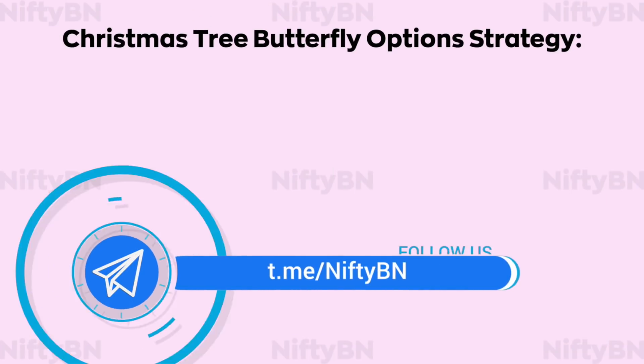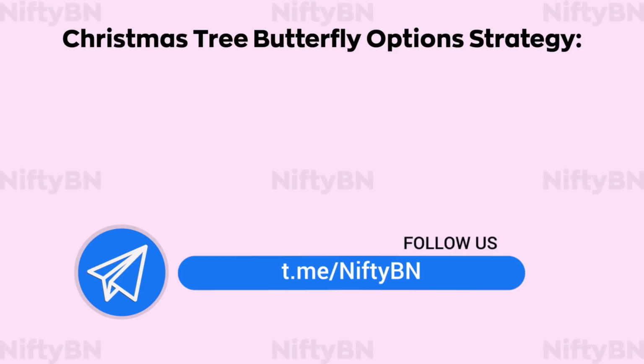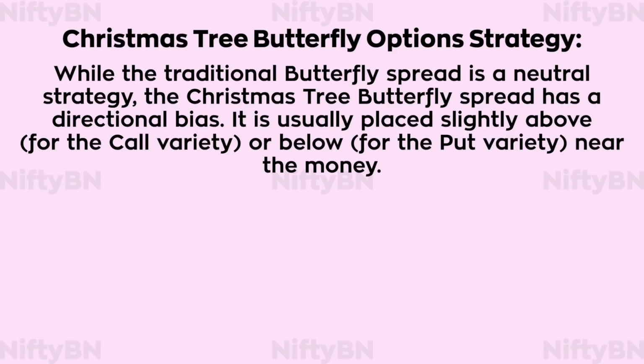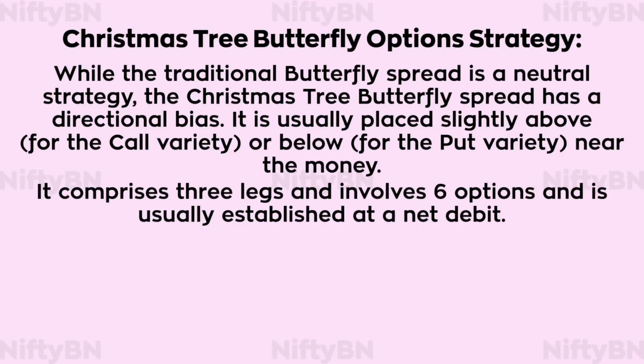What is the Christmas tree butterfly option strategy? While the traditional butterfly spread is a neutral strategy, the Christmas tree butterfly spread has a directional bias. It is usually placed slightly above or below near the money. It comprises three legs and involves six options and is usually established at a net debit.